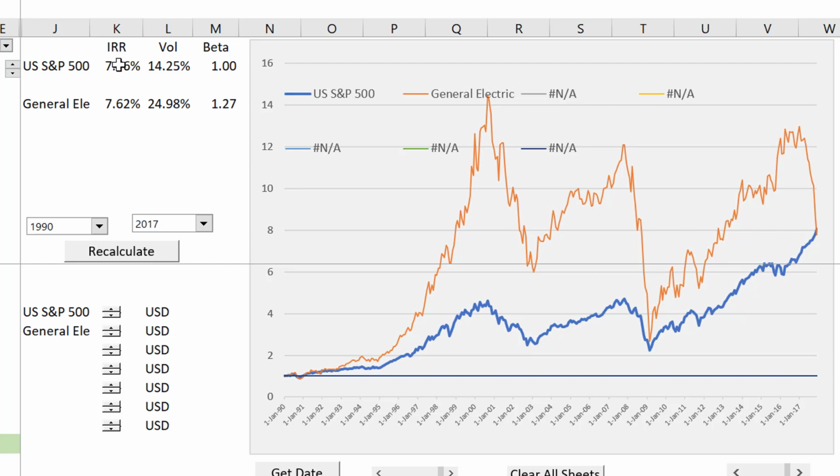And now they've done a little worse if you start with 1990, because they had a big crash in 2008. The beta says it's 27% more, but this difference in volatility is probably really driving a lot of the beta. That's a little secret that nobody tells you. Okay, so that's enough.